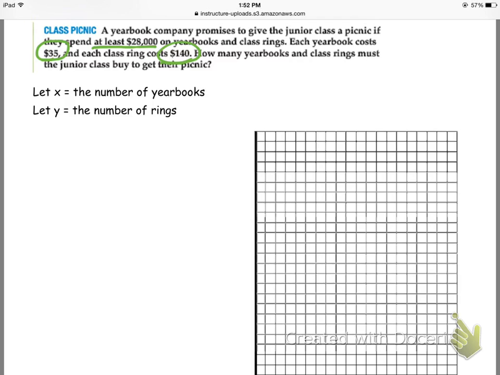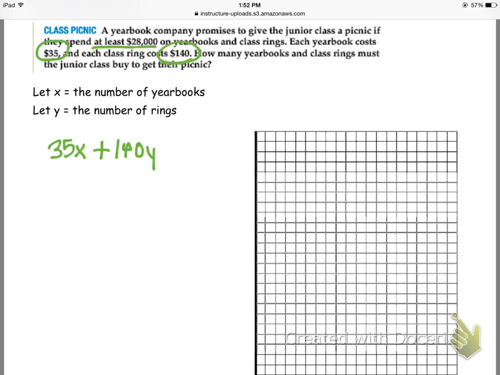So x and the 35 will have 35 times x, and that will tell us how much they'll profit from how many yearbooks are sold. So if they only bought 2 yearbooks, then it would cost $70. If they bought 10 yearbooks, then it would be $350, right? And so on and so forth, depending on what the letter x is. And also, since we want the sum of that for the number of rings, which is $140 per ring, 140y, so we have the total now of the yearbooks plus the class rings.